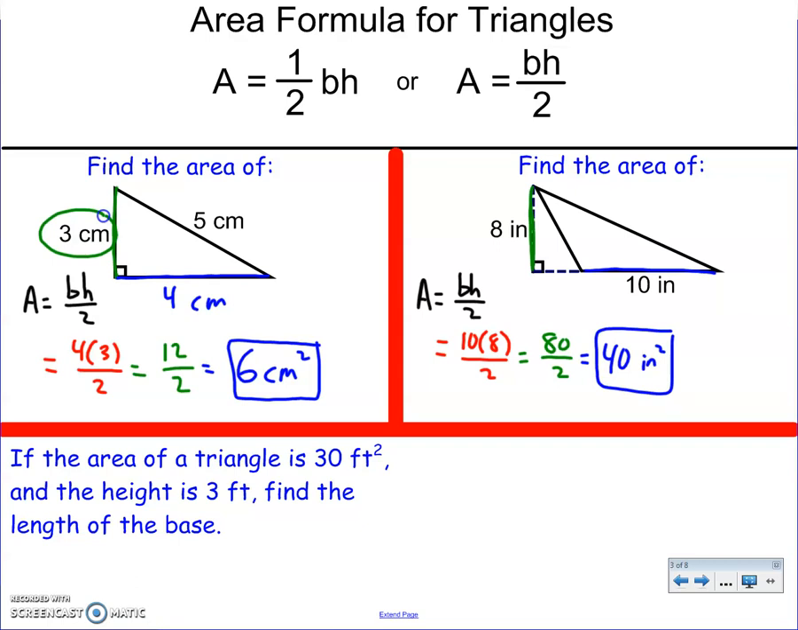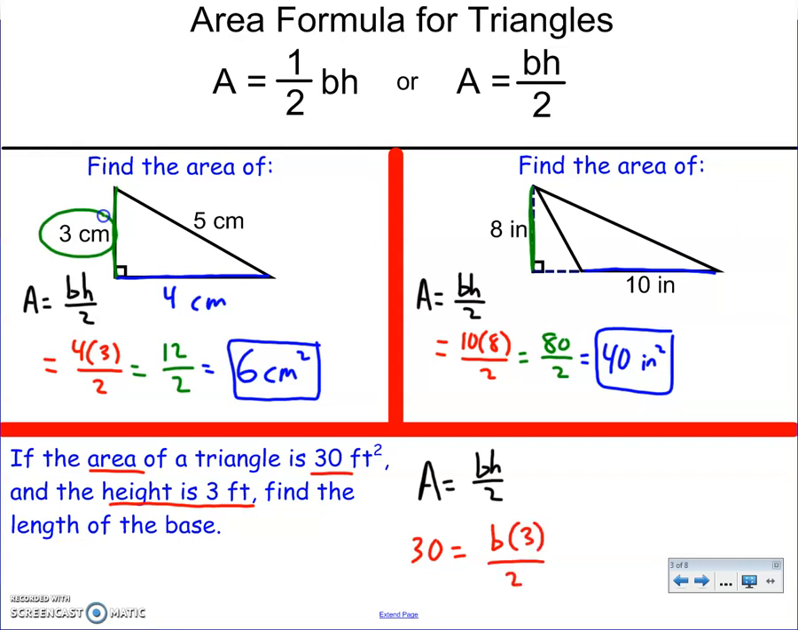Alright, down here, if the area of a triangle is 30 feet squared and the height is 3 feet, find the length of the base. So first, write the formula. Area equals base times height over 2. They gave us the area. They're saying A is 30, so we know 30 equals, and what else did they give us? They gave us the height is 3. So b is missing, the height is 3, and it's all over 2.